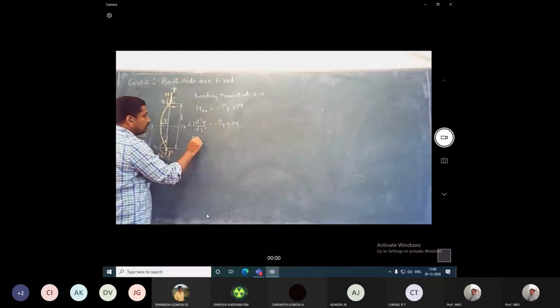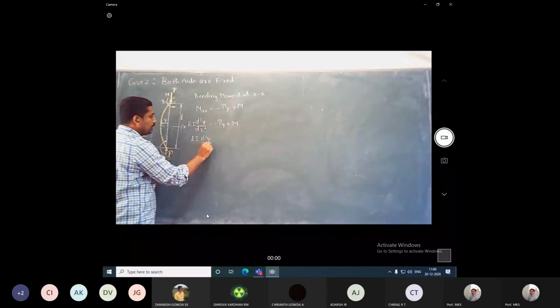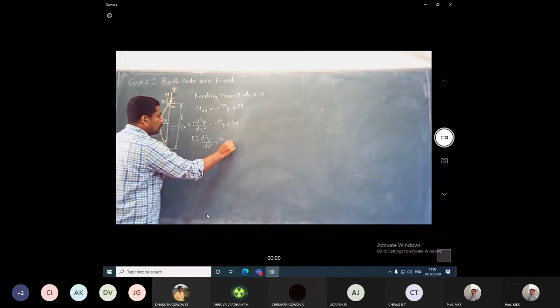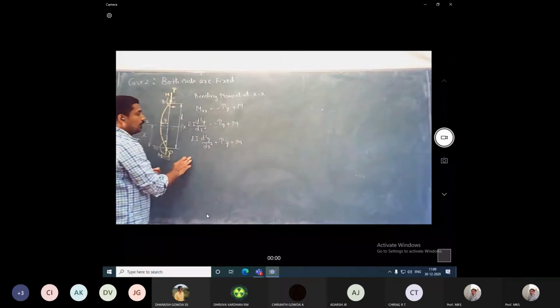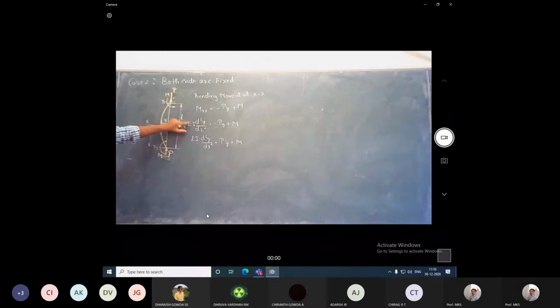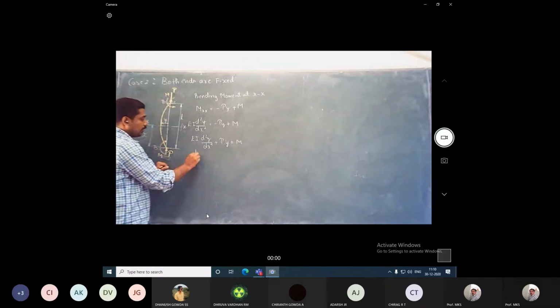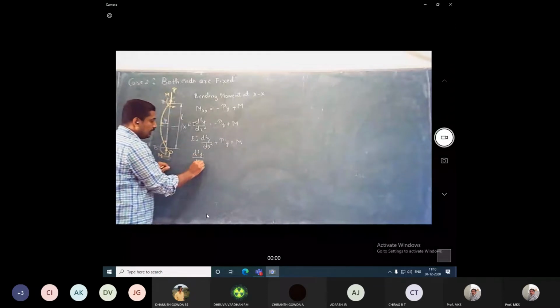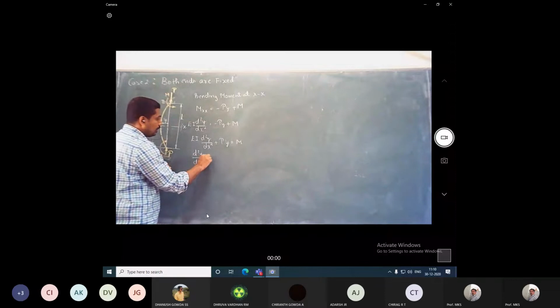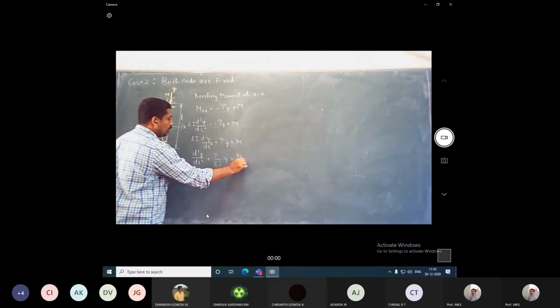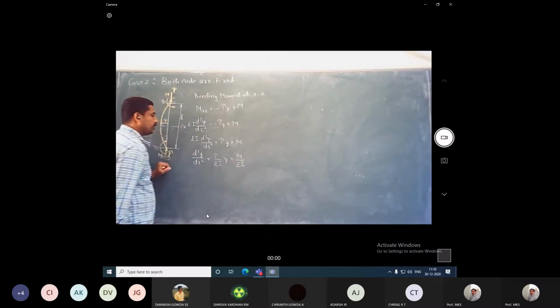Or you just rearrange this: EI d square y by dx square plus P into y is equal to M. Okay. So this you need to remember, as I told in the last class itself, this is the term which is the moment at any section due to the deflection which is happening on the beam. So just rearrange this: d square y by dx square plus P by EI into y is equal to M by EI.